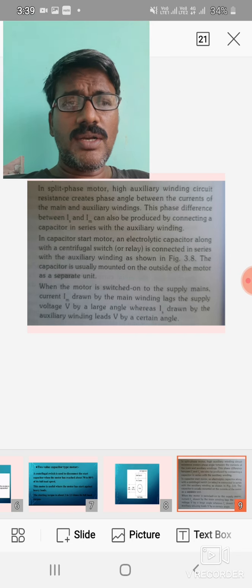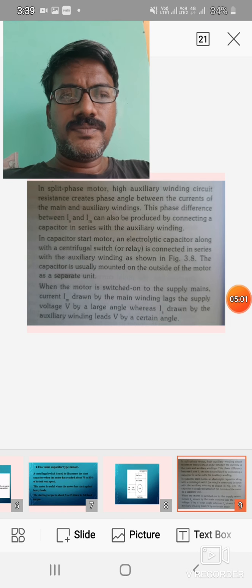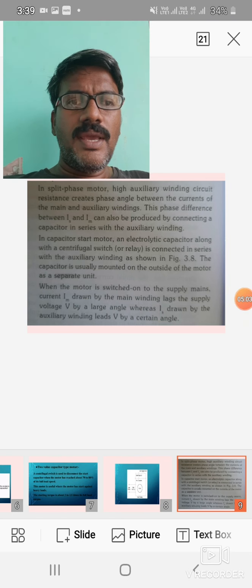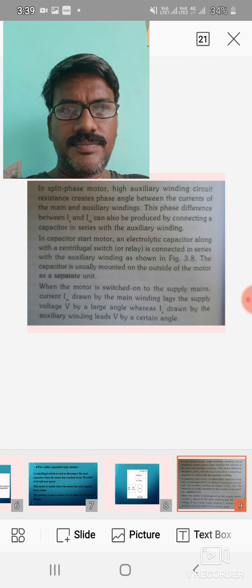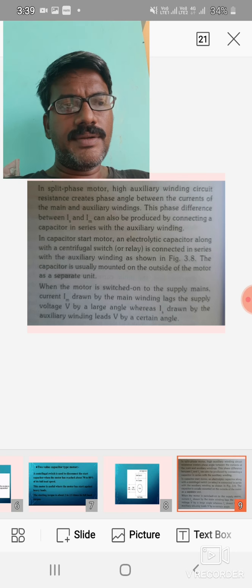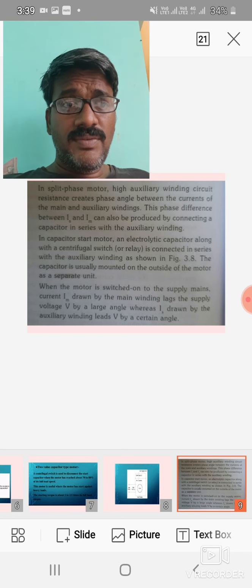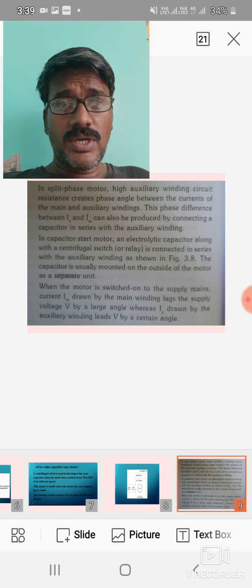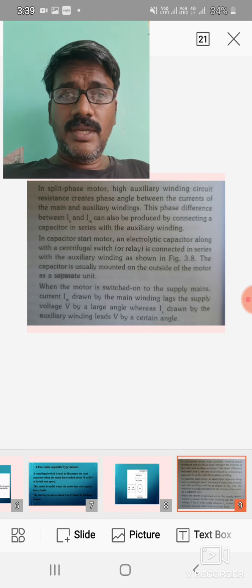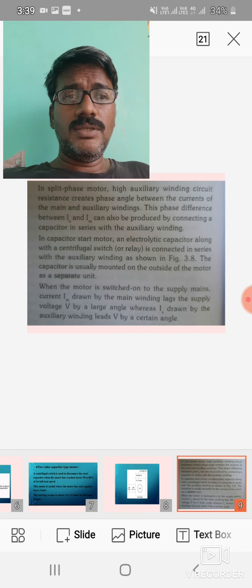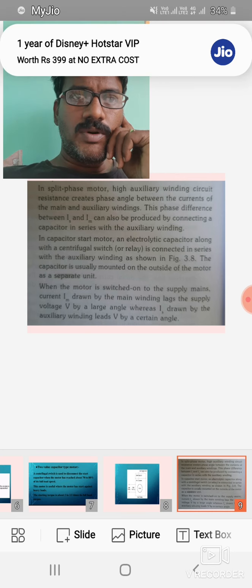In the capacitor start motor, an electrolytic capacitor along with a centrifugal switch is connected in series with the auxiliary winding. The capacitor is usually mounted on the outside of the motor, generally on the top of the motor.